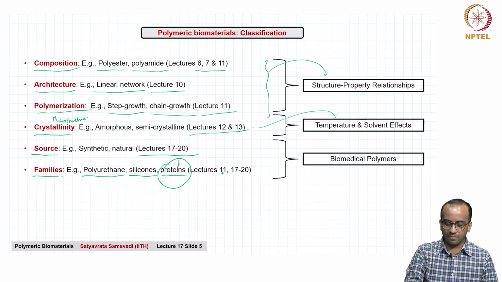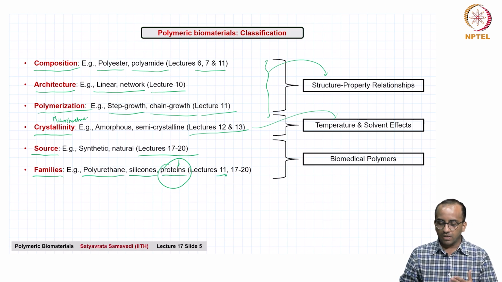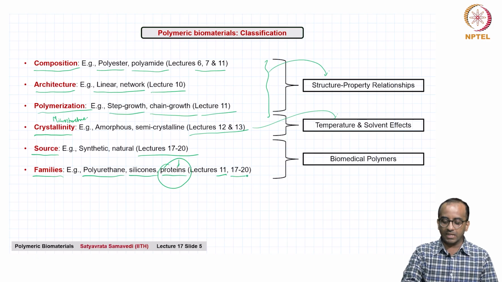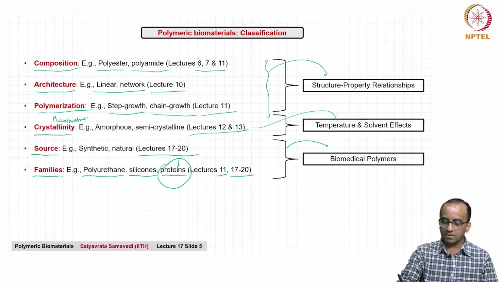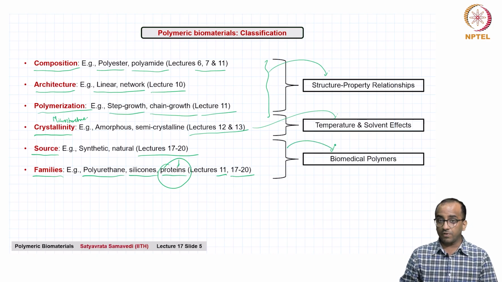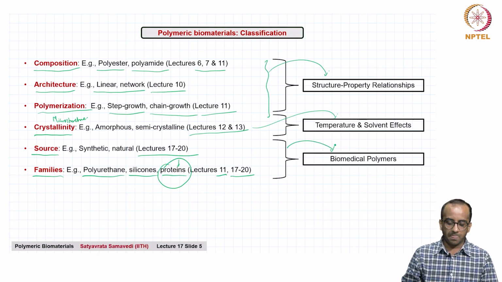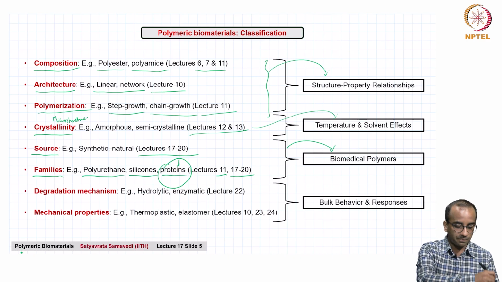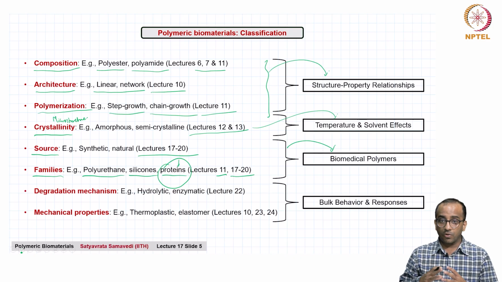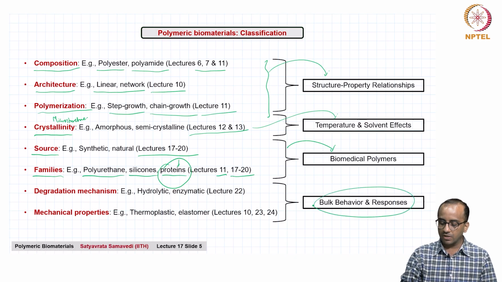And this we have briefly alluded to in lecture 11, and again we will be looking at in far more detail in lecture 17, which is this lecture, and subsequent lectures as well. And note that these fall under the theme of what we are calling biomedical polymers. There is one more way it turns out that you can look at polymeric biomaterials, and that is through looking at bulk behavior and responses, which is another theme that we will look at slightly later in the course.